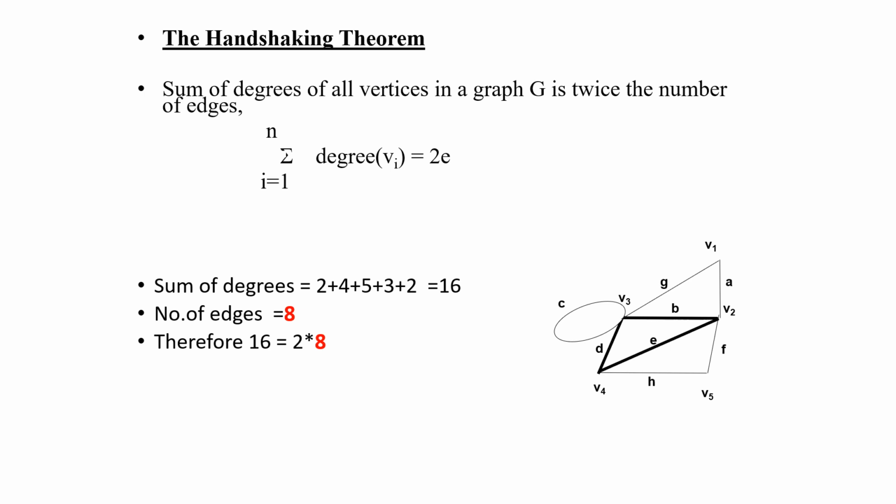Here an example is given. We can see a graph with 5 vertices and 8 edges. If I take the sum of degrees of all the vertices present in this graph, I will get 2 plus 4 plus 5 plus 3 plus 2, that is equal to 16. There are 8 edges in this graph. So the sum of degrees is equal to 2 into 8, that is 2 into the number of edges. So the handshaking theorem is true for this particular graph.